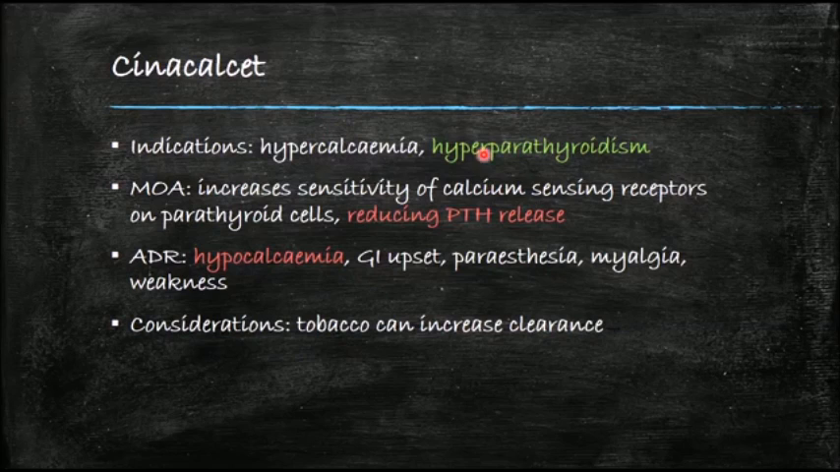Cinacalcet's only really used for hyperparathyroidism, and all it does is it reduces your parathyroid release. Parathyroid usually increases your serum calcium, so obviously the biggest side effect of this drug is that it's going to cause hypocalcemia. Hypocalcemia is going to cause paresthesias, myalgias, and weakness.